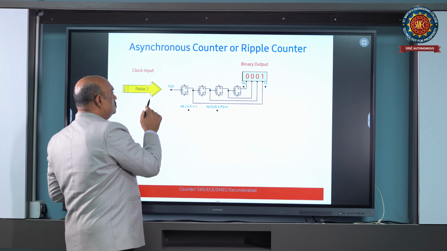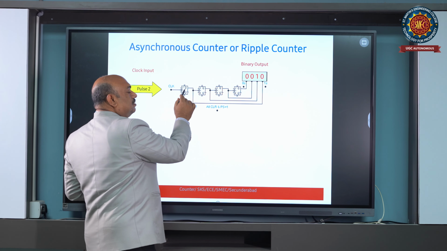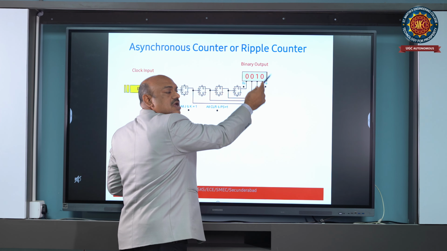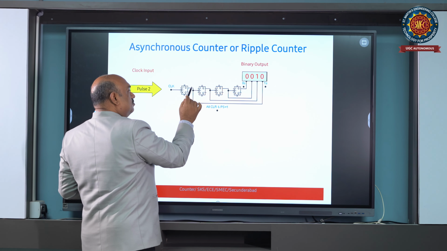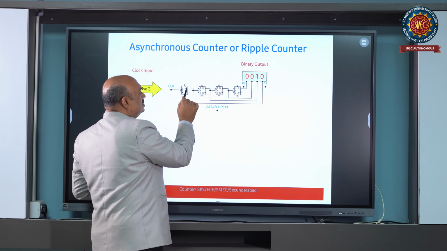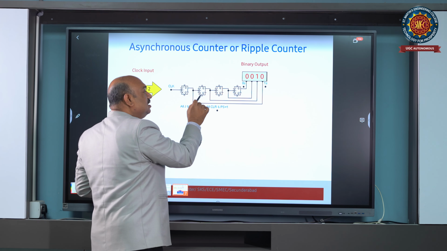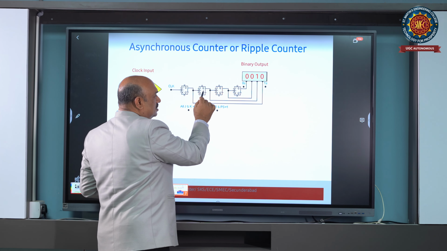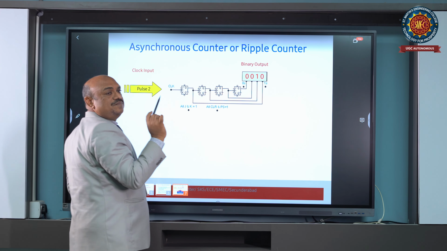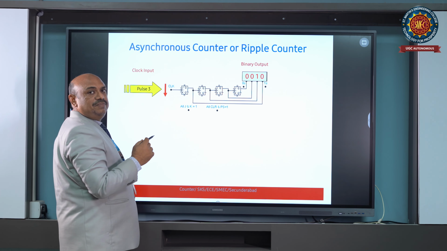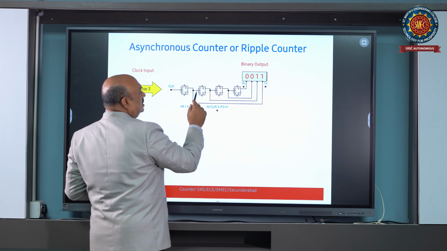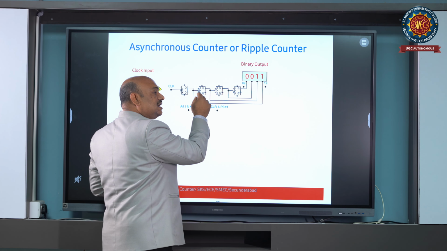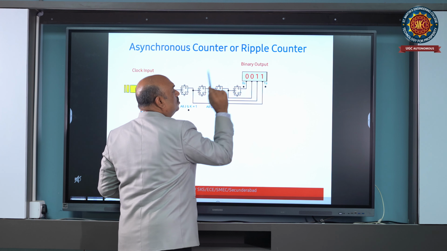When you give pulse 2, the first flip-flop will always toggle. So it was 0, became 1, again became 0. But before the transition of the next clock pulse, here it was 1, and that 1 drives the clock of this next flip-flop, which is also in toggle mode. At the application of the clock pulse, this also toggled, so this also became 1. Again, when we give pulse 3, this will toggle every time. This will toggle every second time. So here it is 1, 1.